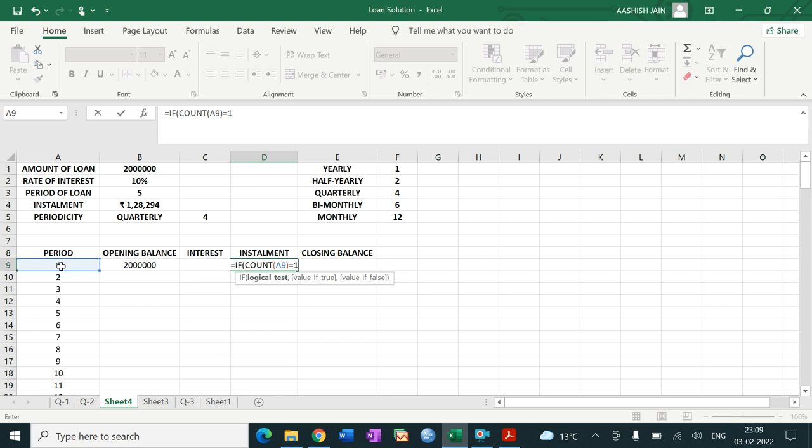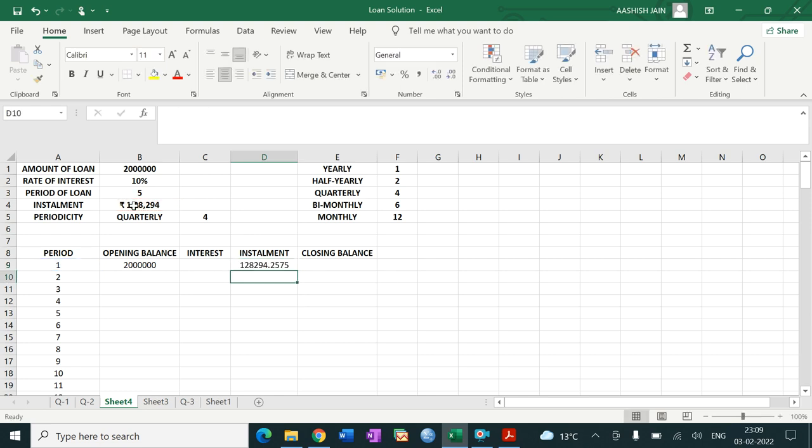One basically represents any numerical value, right? So if it is equal to one, then how do we calculate the amount of installment? The amount of installment would be equal to this much value, right? Otherwise it would be blank. That's it. Let's round up this value, right?